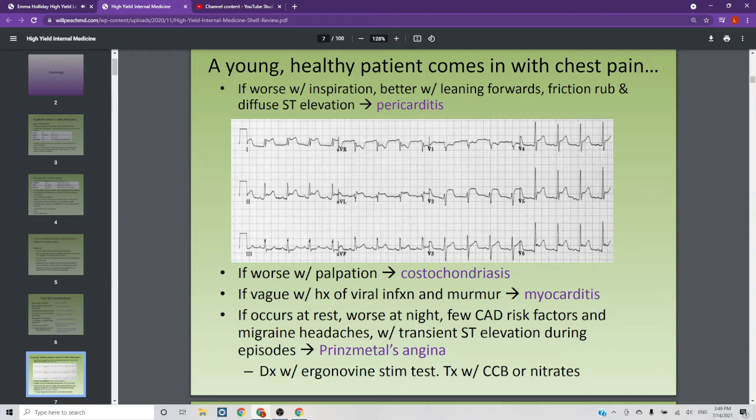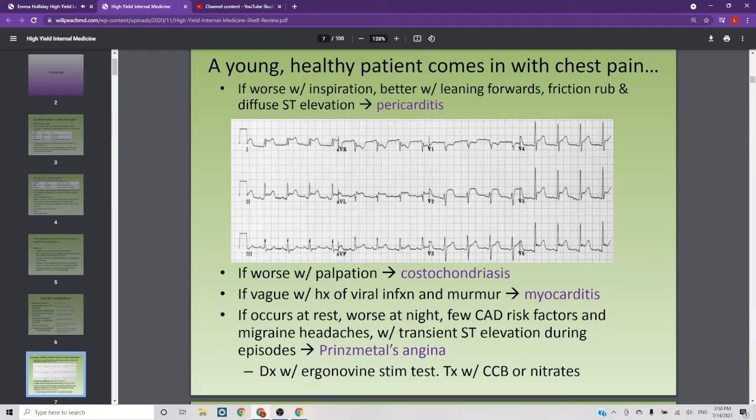If the pain occurs at rest, is worse at night, usually in a lady who also has migraines, think about Prinzmetal's angina. So this is characteristically worse early in the morning. And the test we use to diagnose this type of angina is an ergonovine stimulation test to characterize whether blood vessel spasming might be causing this angina. And calcium channel blockers and nitrates are the treatment of choice here.